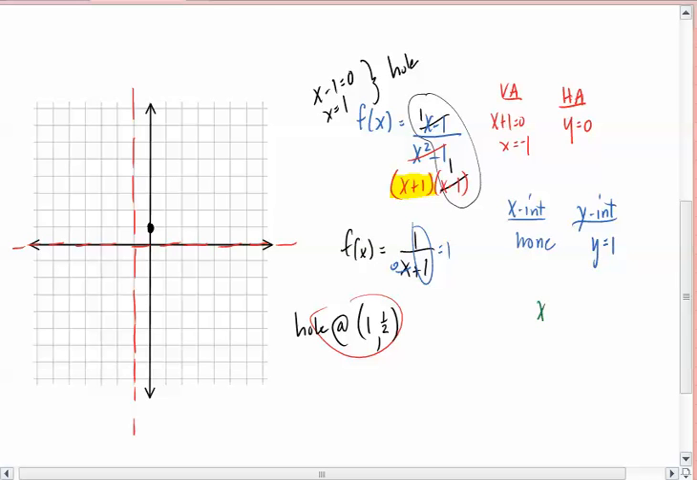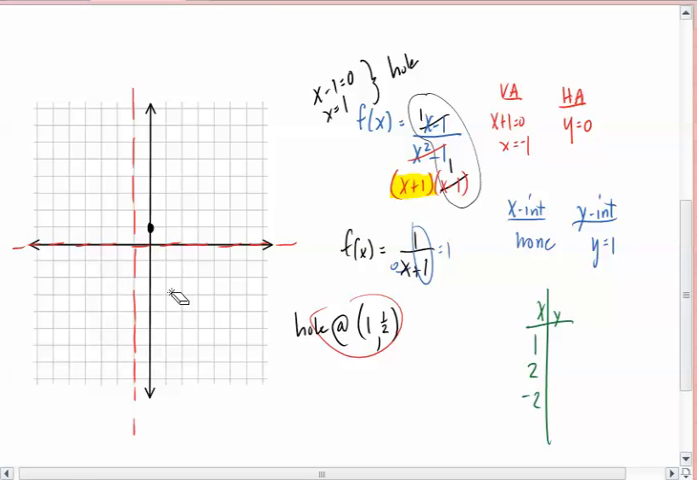Lastly, let's go ahead and get a couple of points for ourselves. All right, what would you like to know? Would you like to know what's going on at 1 and 2? Yes. Would you like to know what goes on at -1? No, I don't need to know that because it's an asymptote. I do need to know what's going on at -2. So I'm going to go 1, 2, -2.